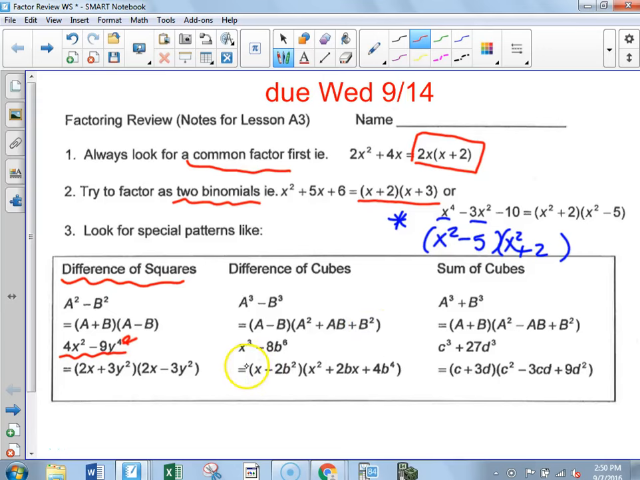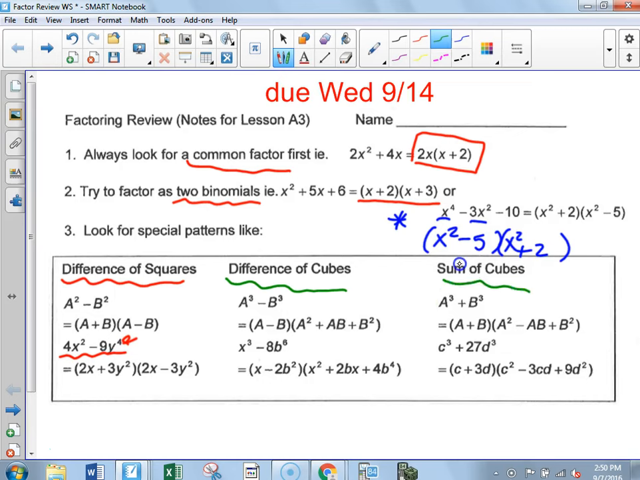Right, so this is the factor review worksheet. It's not due till next week, and I went through the easy ones already. I'm sorry I forgot to hit record until now. But we're talking about difference of cubes and sum of cubes.